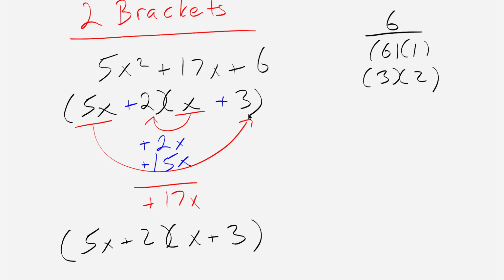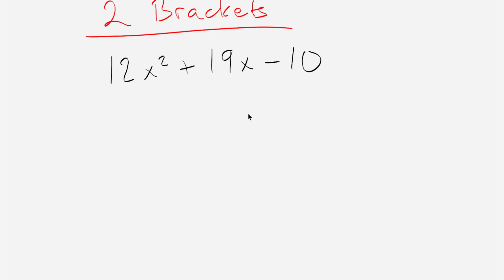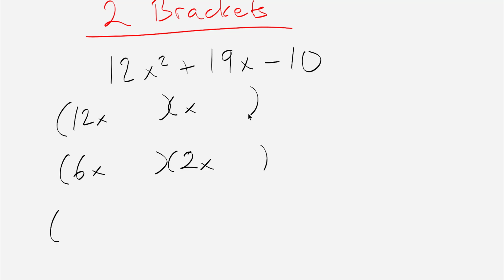Okay, last example here. 12x squared plus 19x minus 10. So same again, two brackets, 12x times x we'll start with. As I said in the crisscross method, if 12x times x doesn't work, maybe it would be 6x times 2x, or maybe it would be 4x times 3x, and there's really only one way to find out. We have to go through the trial and error and find out.